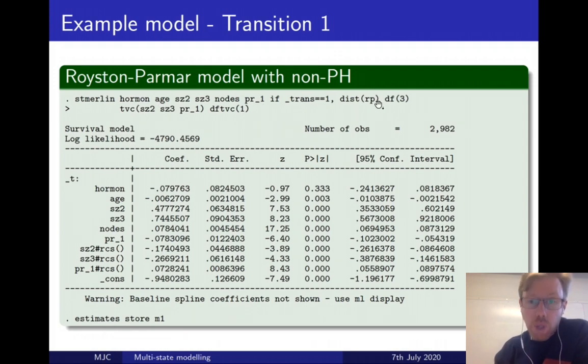I'm assuming a Royston-Parmar model for the baseline hazard function, so I'm using 3 degrees of freedom modeling on the log cumulative hazard scale. I'm allowing for time-dependent effects in the effects of tumor size, both medium and large, with the smallest as my reference, and progesterone level as well. Each of those forming an interaction with a single degree of freedom for the spline of log time, which is the default in this case. Okay, so lots of flexibility to be able to model, and this is just for transition number 1.